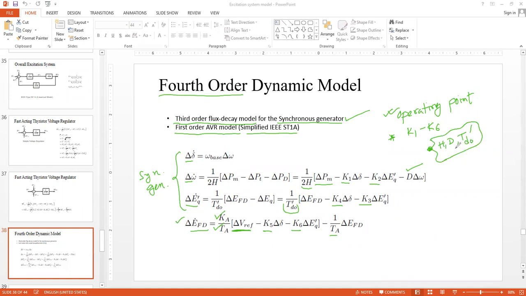If these are changed, mostly the dynamics of the system would be affected. Also, if K1 to K6 change, again the dynamics will be affected. H, D, and TDO dash are constants, whereas K1 to K6 are not constant. Although these are known as constants, they are dependent on a specific operating point. So if we fix the operating point, only then K1 to K6 become constants. On the other hand, H, D, and TDO dash, like Ka, Ta, are constants irrespective of the operating point. These are machine and exciter data. They have nothing to do with the variation in the operating point.